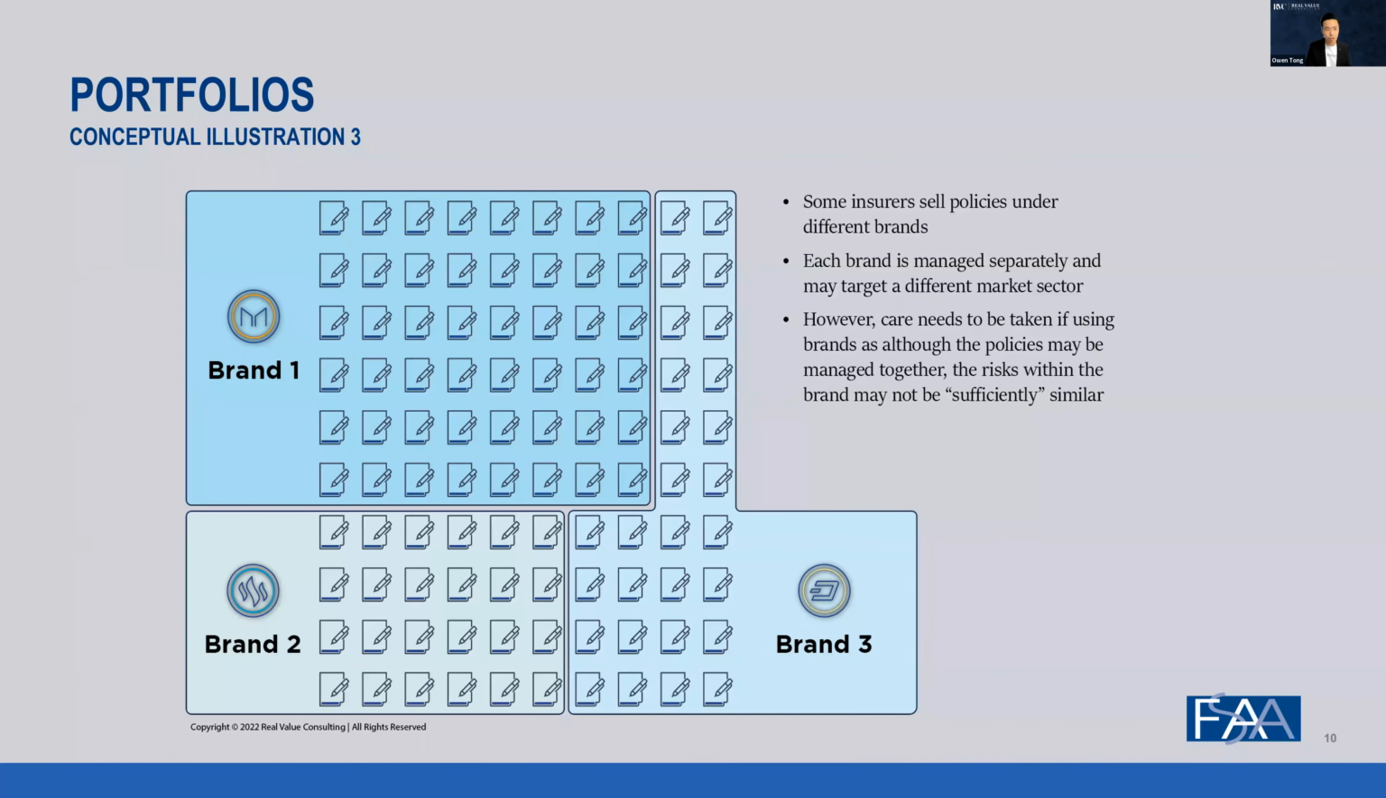And some of the larger insurers like IAG or Suncorp have many different brands within their suite of insurance contracts.